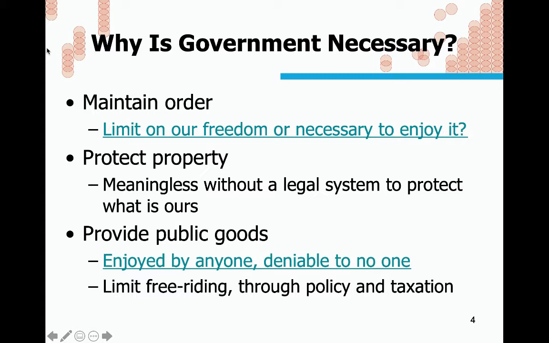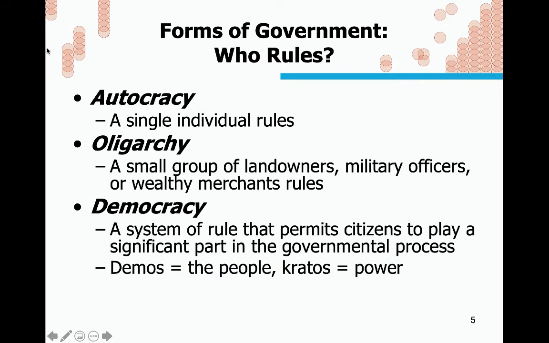However, governments can try to limit free riding, the taking advantage of these things, through policy and taxation, right? Public schools are free, but people pay taxes to keep them open. But anyway, Lowy continues to talk about who rules. I don't want to dwell on this.